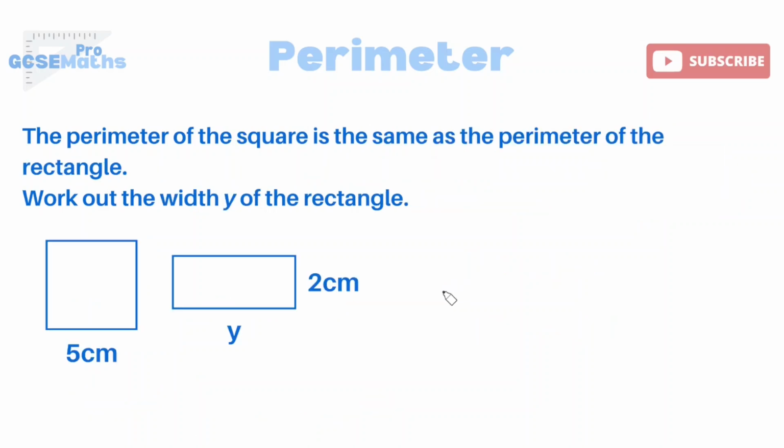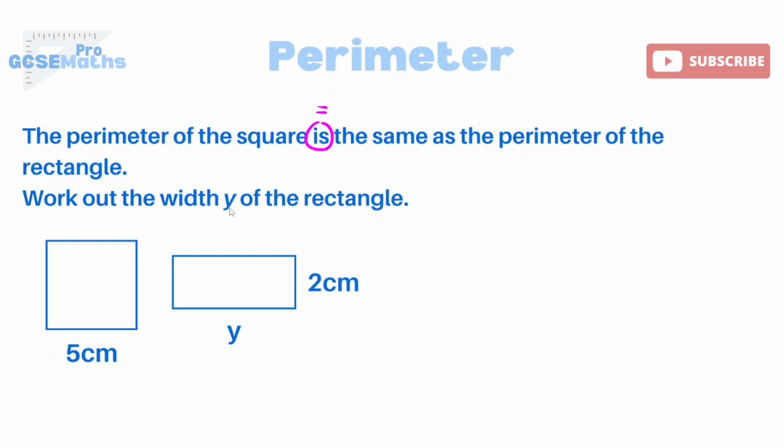Now we've got 2 shapes here. So it says the perimeter of the square is the same as the perimeter of the rectangle. Okay, so they have the same perimeter. Now that sentence is going to be our equation right there. Wherever you've got an is, that basically means equals, doesn't it? So that's how we can use this information to create an equation.